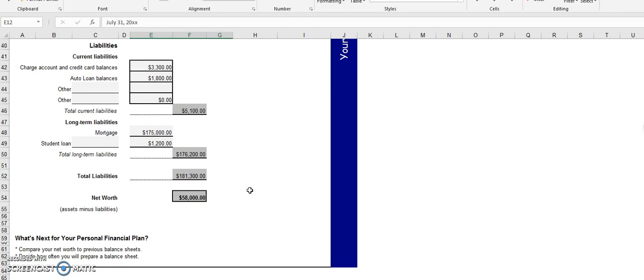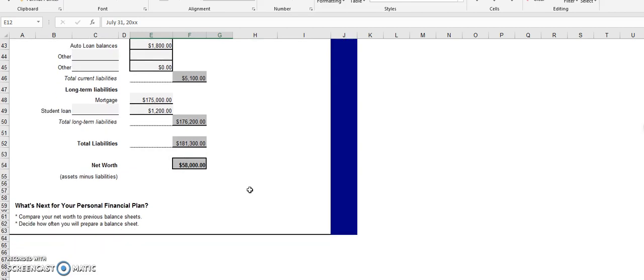Your home mortgage, if you're a homeowner, is $175,000. You have a student loan, perhaps, of $1,200 balance on that. So your long-term liabilities is $176,200. So your total liabilities is $181,300.